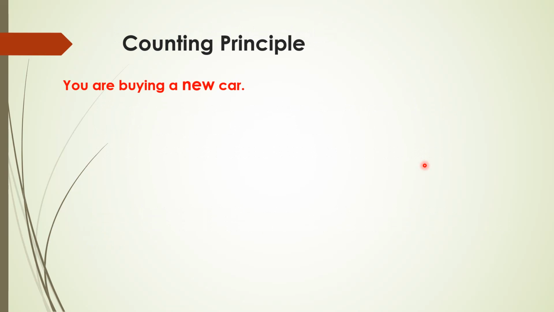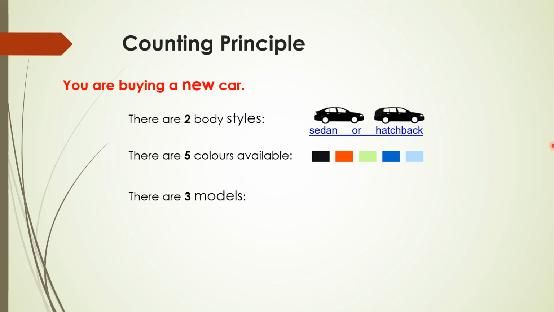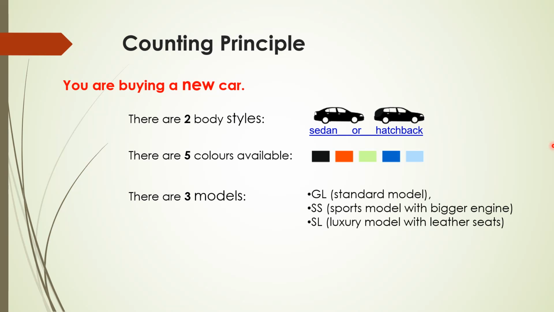You're buying a new car. There are 2 body styles. There's a sedan and there's a hatchback. There are 5 colors available. And there are 3 models. There's the GL, the standard model, the sports model, and the luxury model. Well, the question is, how many total choices do you have when you go and select the car?